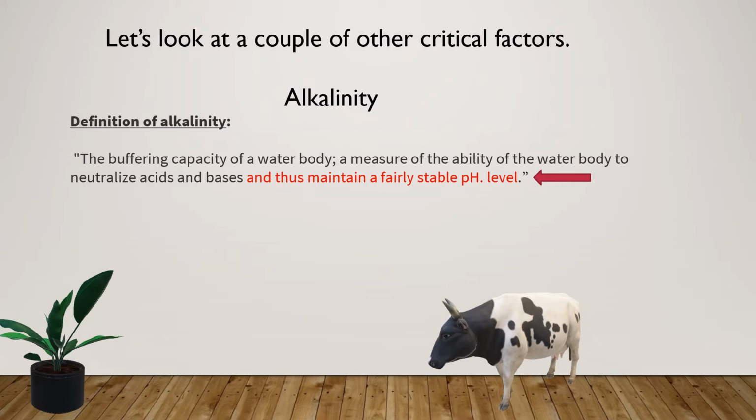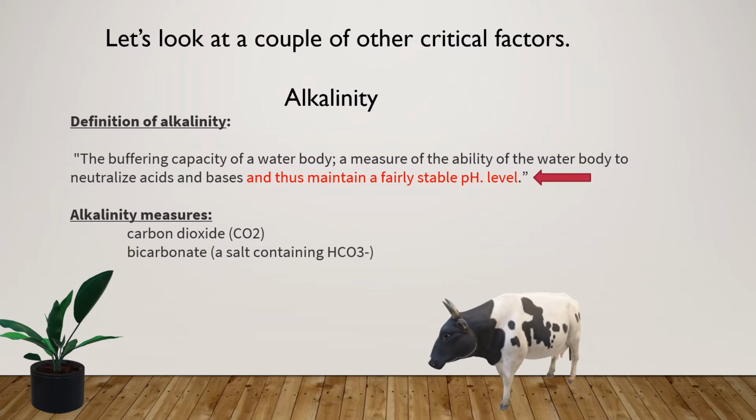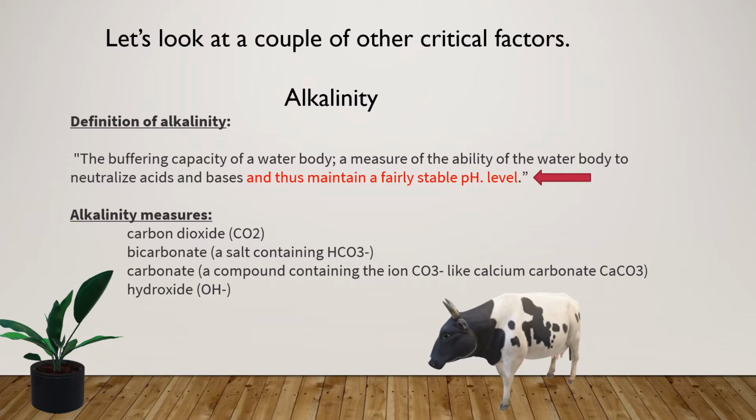So alkalinity: the capacity of the water to neutralize both acids and bases and keep them in a stable range. So what does alkalinity measure? When we have a lab test done, what they're measuring is the carbon dioxide, bicarbonate, carbonate, and hydroxide levels within that water.